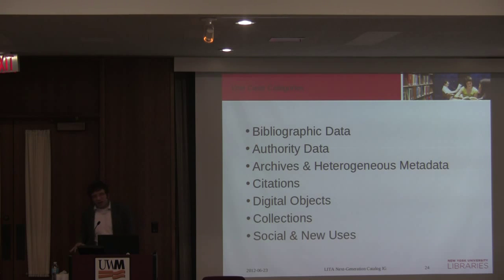But what's interesting are the categories for these use cases: bibliographic data and authority data, archives and heterogeneous data, which is a weird glomming, but almost all the metadata being talked about in all of these spaces is heterogeneous. Still, that archives component is important because it's not traditionally library stuff. Then digital object metadata, collection metadata, and so forth.